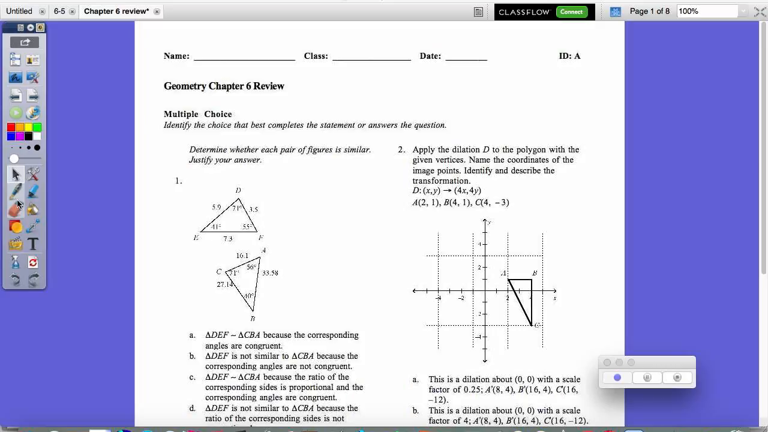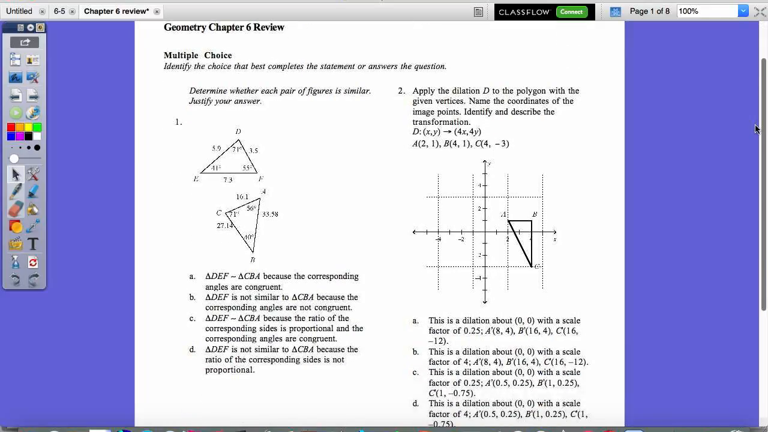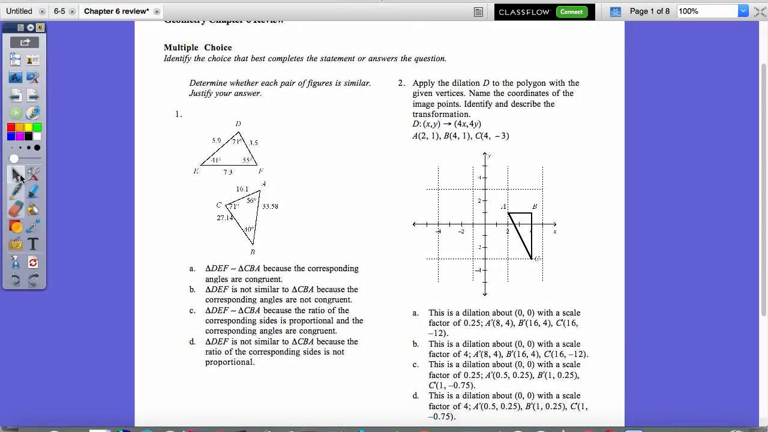Welcome to the Chapter 6 Geometry Review. First problem, determine whether each pair of figures is similar.